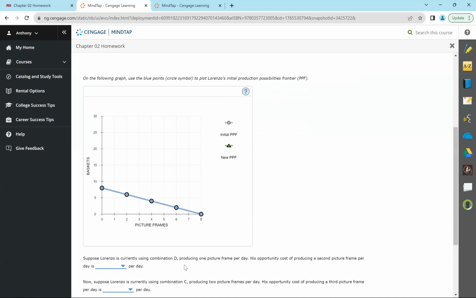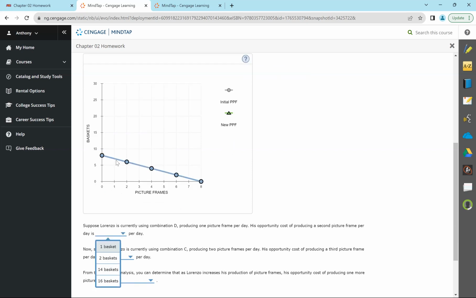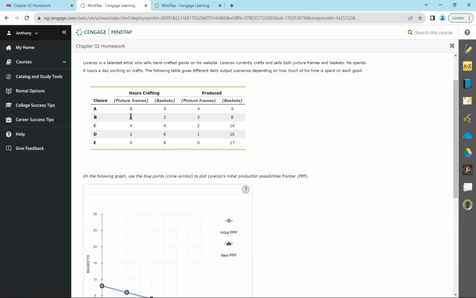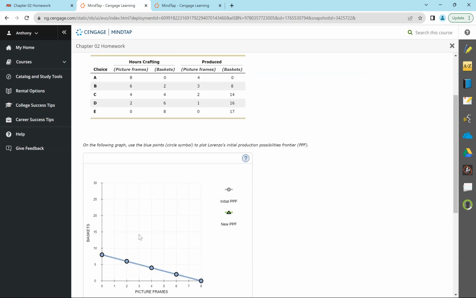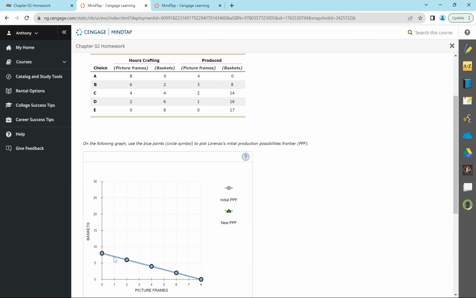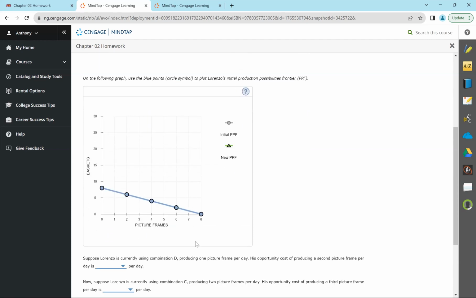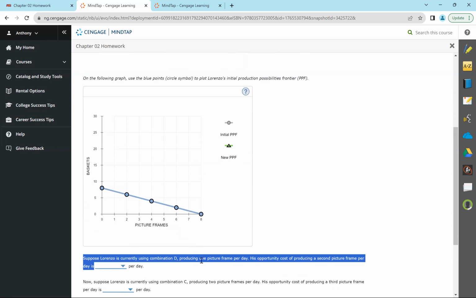Suppose Lorenzo is currently using combination D, producing one picture frame per day. His opportunity cost of producing a second picture frame per day is, yay. How do we do that? You can't really tell if that's five, what that one's on. Like if it's 7 or 8. So there's something else going on here. I don't completely understand. So let me go find out.